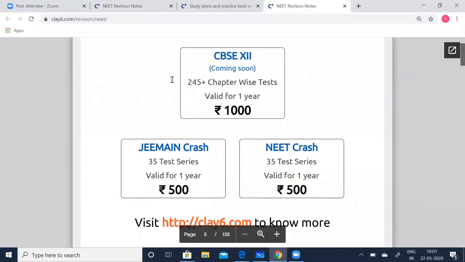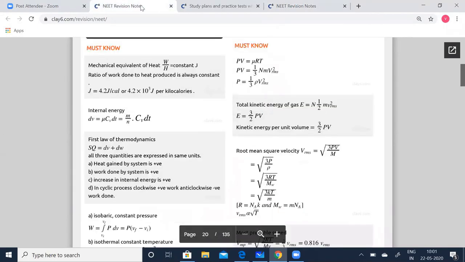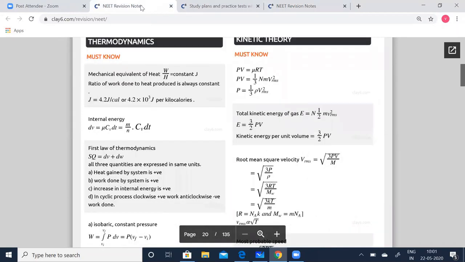After going through all the NEET notes, today I said I'll go with kinetic theory of gases. Quickly, let us access what are the important concepts we have to know in this particular chapter. All right. PV is equal to mu RT. This is a very important equation, the first equation in the kinetic theory of gases.